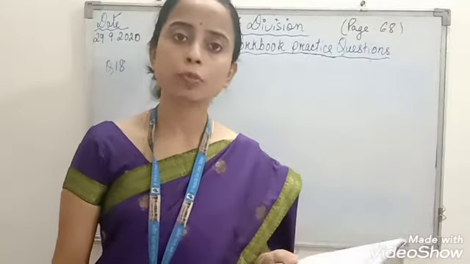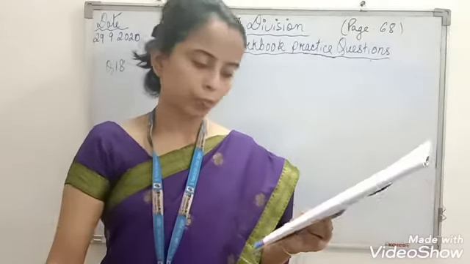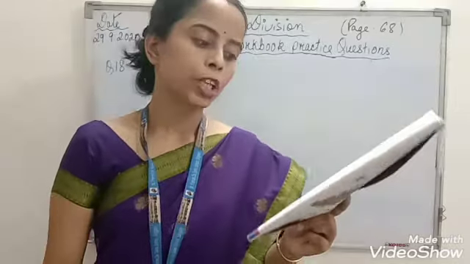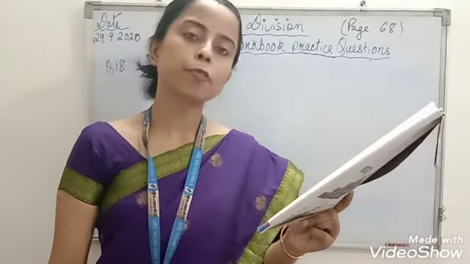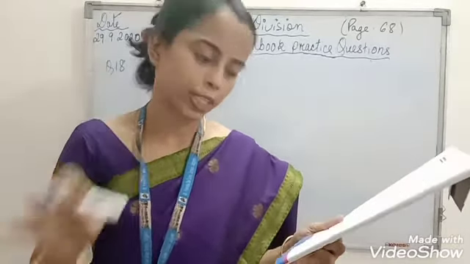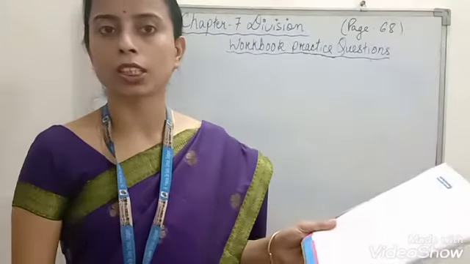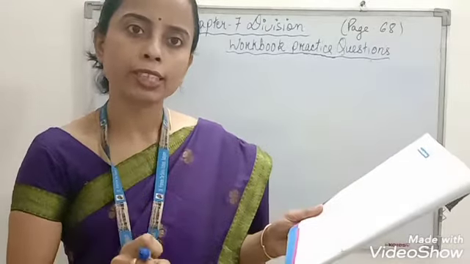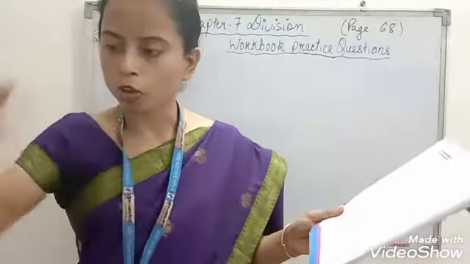Question 18. Again, it's a word problem, a real life example. That I'm going to explain now. Rafiq baked 2840 cookies. Alright. He packed them equally in 20 boxes. After baking 2840 cookies, he packed them equally in 20 boxes.